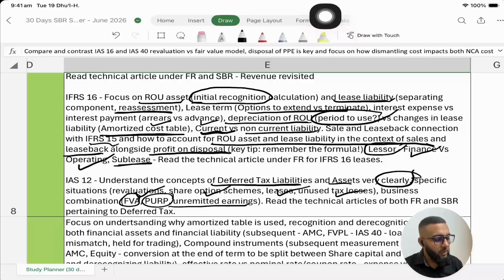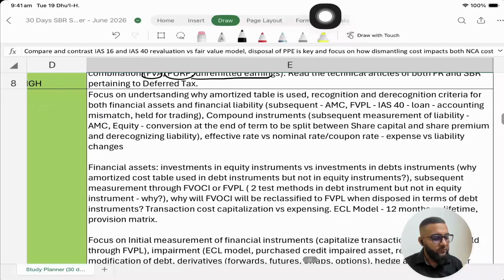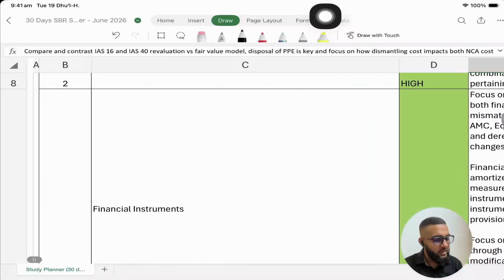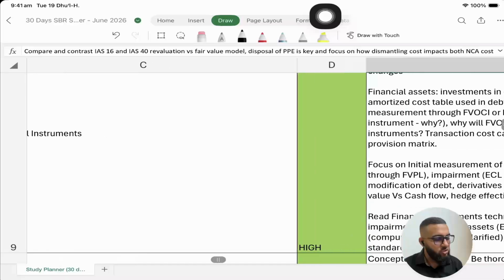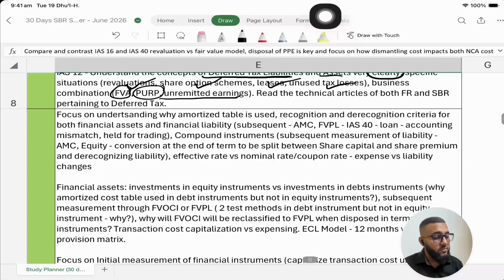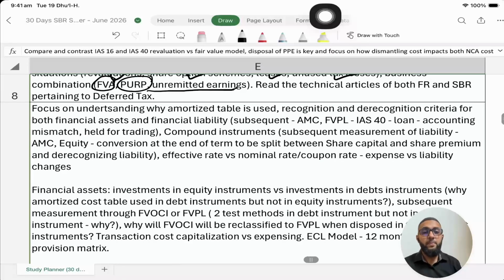Okay, right. And with that, we move on to day three. Day three is financial instruments. Day three is focusing on financial instruments. A very important area once again. Now, in this, you will have to focus on different areas pertaining to different standards. Here you have IFRS 7, IFRS 9, and IAS 32. These are standards that are affecting financial instruments.